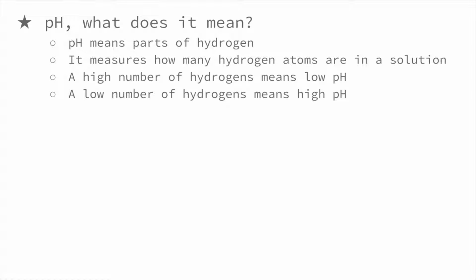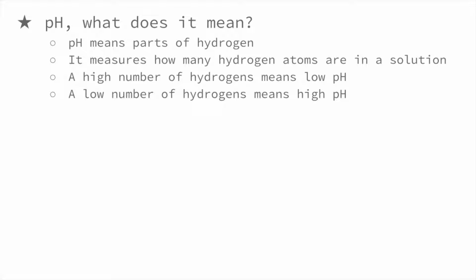So pH, little p, capital H, that's how you write it. No ifs, ands, or buts about it. If you don't write it with a little p and a capital H, it's wrong. So, pH, what does it mean? pH means parts of hydrogen. It measures how many hydrogen atoms are in a solution.